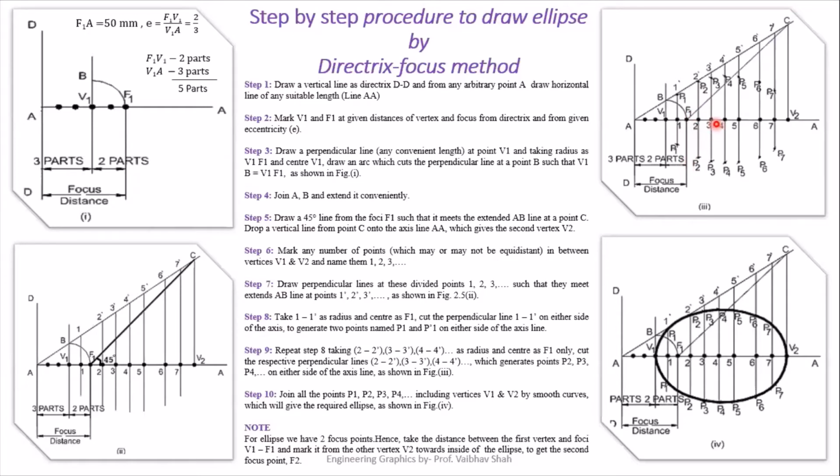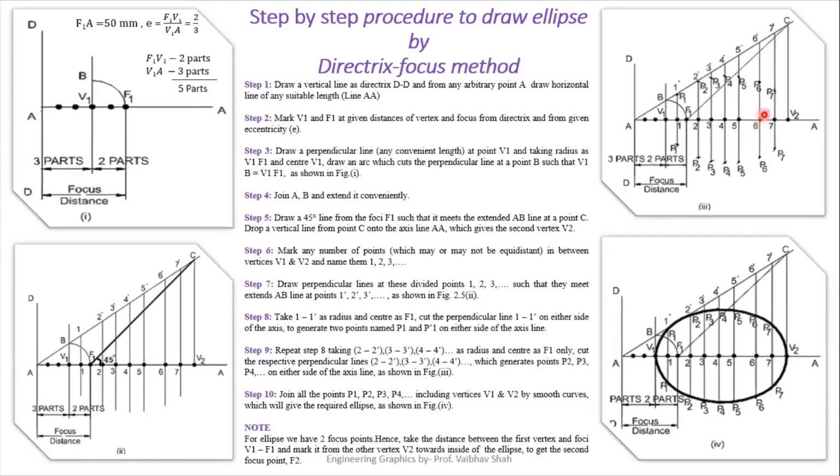Now, take the dimension of 3 dash on your rounder. Put your rounder at F1 and cut this 3 line here and here to get point P3. Now take the dimension of 4 dash on your rounder, put your rounder at your F1 focus and cut this 4 line here and here. So you will be having P4 on your 4 line. After that, select your rounder 5 dash distance and put your rounder once again on your focal point F1 and cut this vertical line of 5 here and here. So you will be having P5 point on the line of 5.